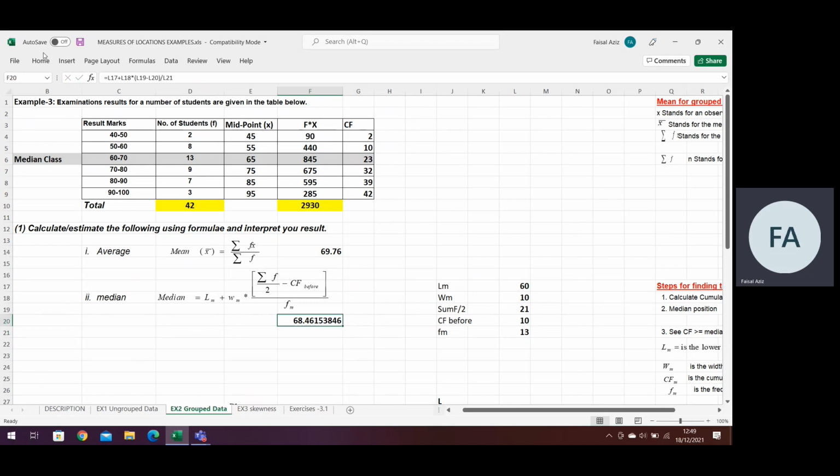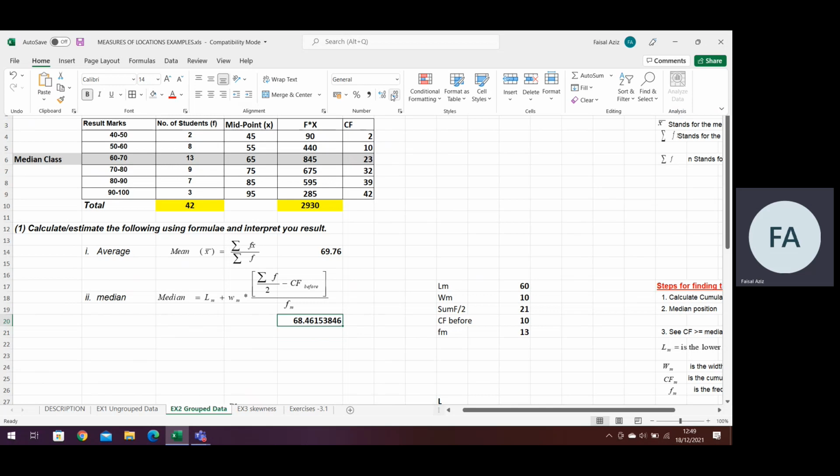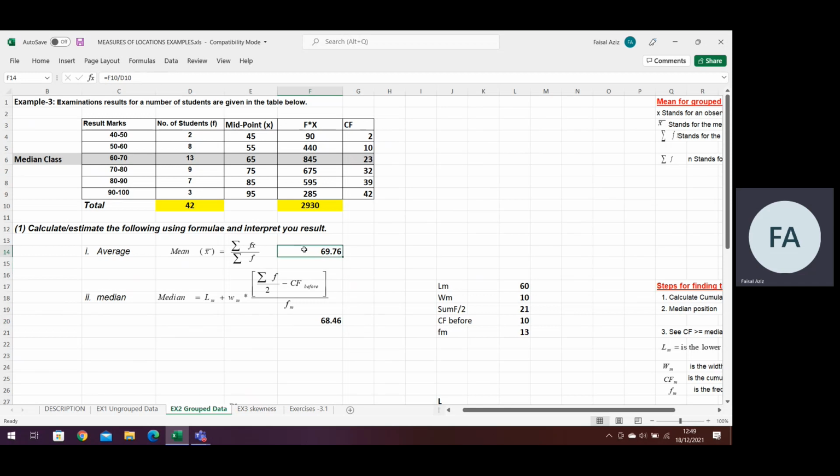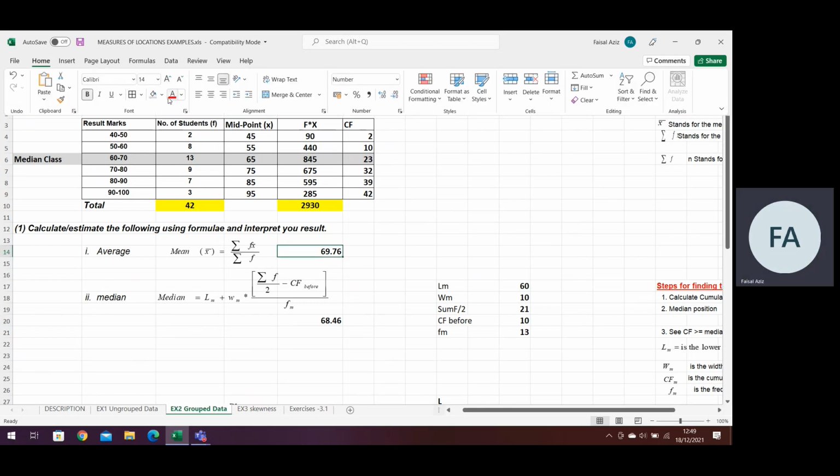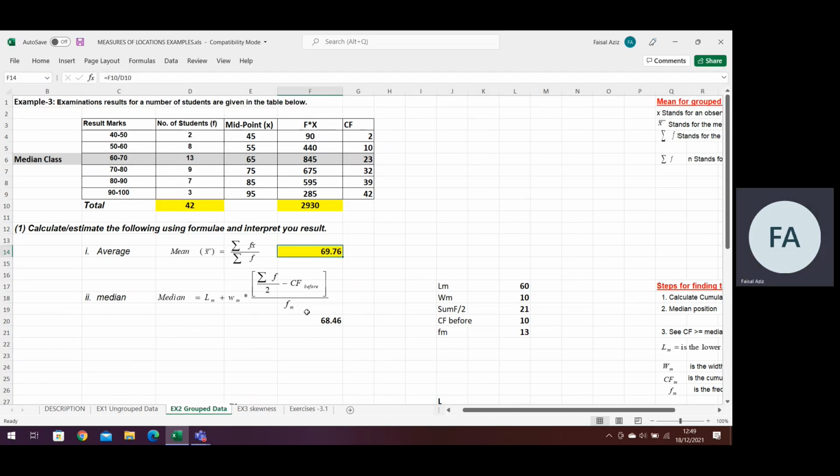Now we need to reduce our answer up to 2 decimal places. So you can go to home screen and you see this button, decrease decimal. So simply you can decrease decimals up to 2 decimal places. So this is what our average is, and I'm highlighting it in yellow. This is our median for this given data set.